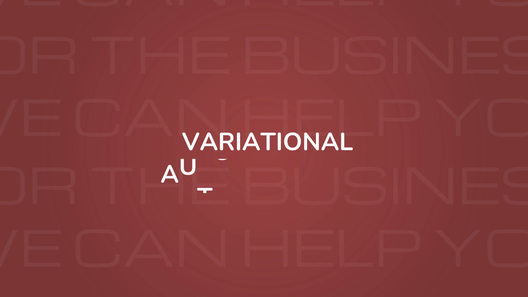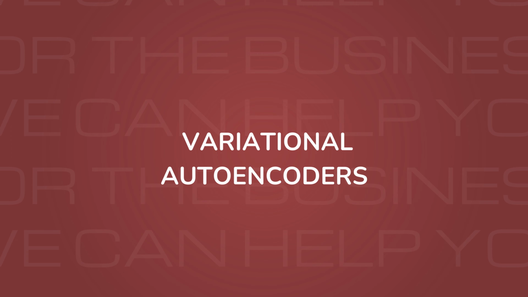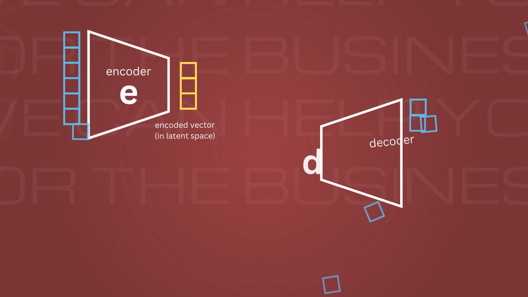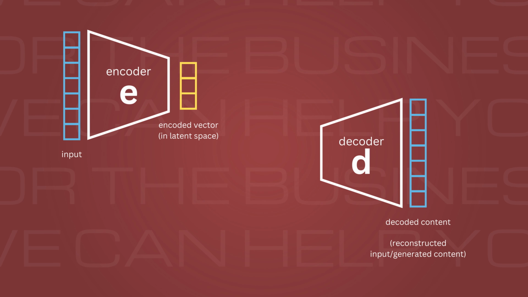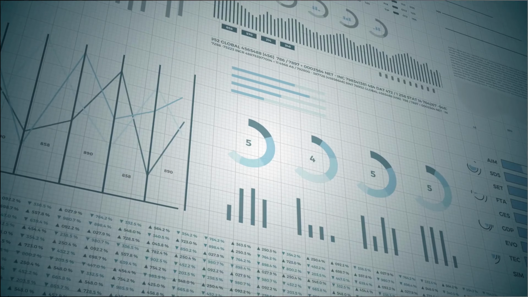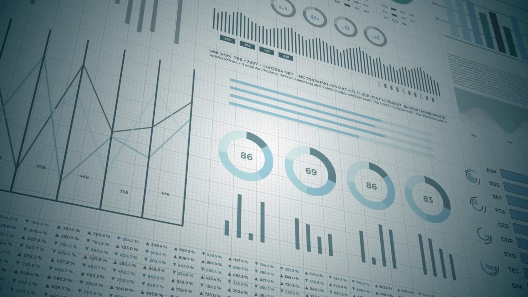Now, let's talk about variational autoencoders, a unique generative model. In layman's terms, VAEs consist of an encoder and a decoder. They can encode complex customer behaviors into simpler, more understandable patterns. This is a game changer in marketing data analysis.